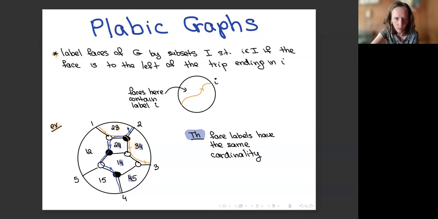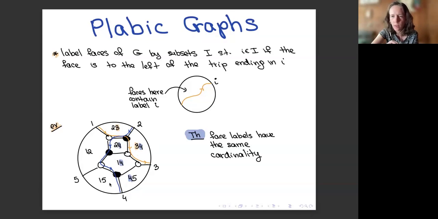Okay, so for example, this was one of our trips. It was ending at 3. These are the two faces on the left of that trip, so all of them get a label 3. Okay, 3 is the one highlighted in orange. Now I do this for all the trips. So then, for example, I will do it for the blue trip, which ends at 4. These are all the faces to the left of the blue trip, so they also all get labeled 4. In particular, this one then gets a label 3, 4. And then I have to do it for all the trips, and then all the faces get labels by some subset of 1 through n.